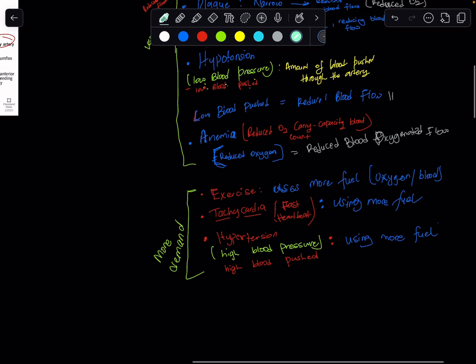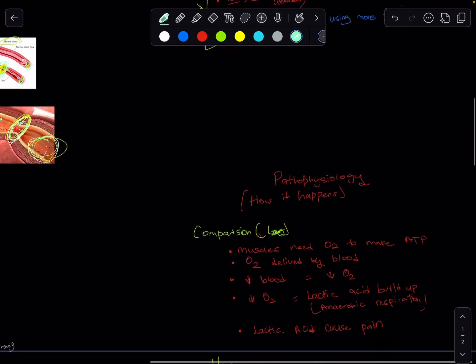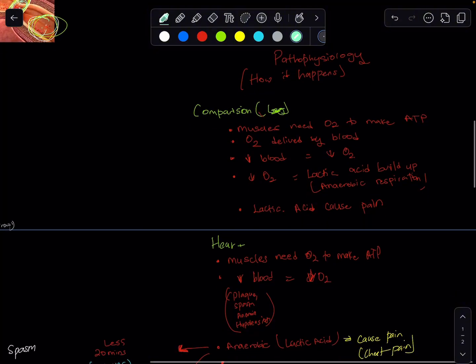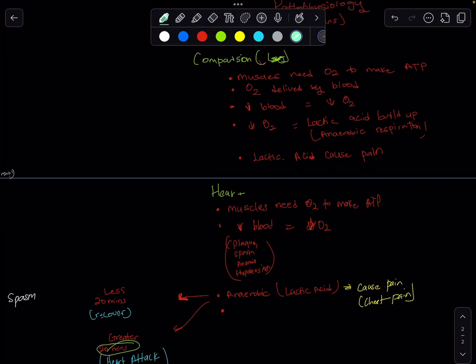So what we want is a balance, which we don't have in myocardial ischemia, right? So we know that's what we said. We talk about pathophysiology, how myocardial ischemia happens, right? And we went over it in the sense that muscles need oxygen to make ATP. Oxygen is delivered by the blood. If there's reduced blood, then there's reduced oxygen. If there's reduced oxygen, then lactic acid builds up, and that's what causes chest pain, which is angina.